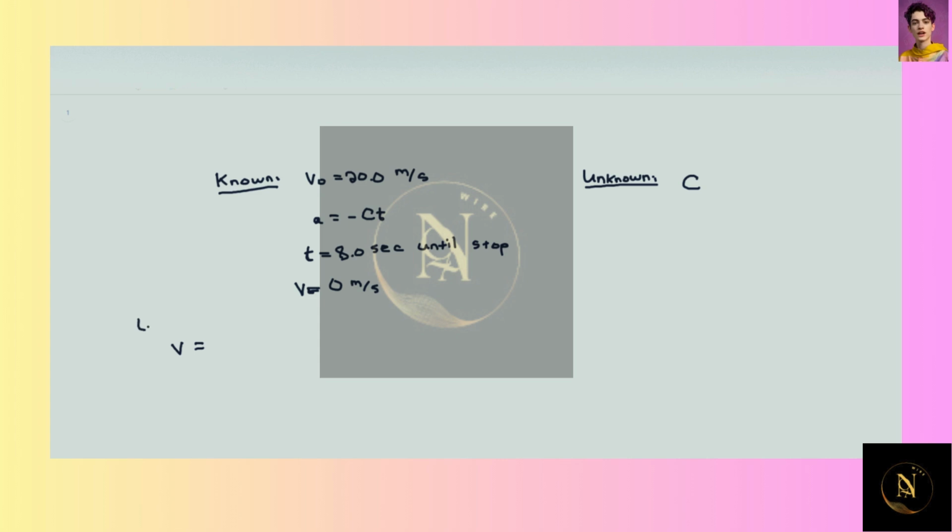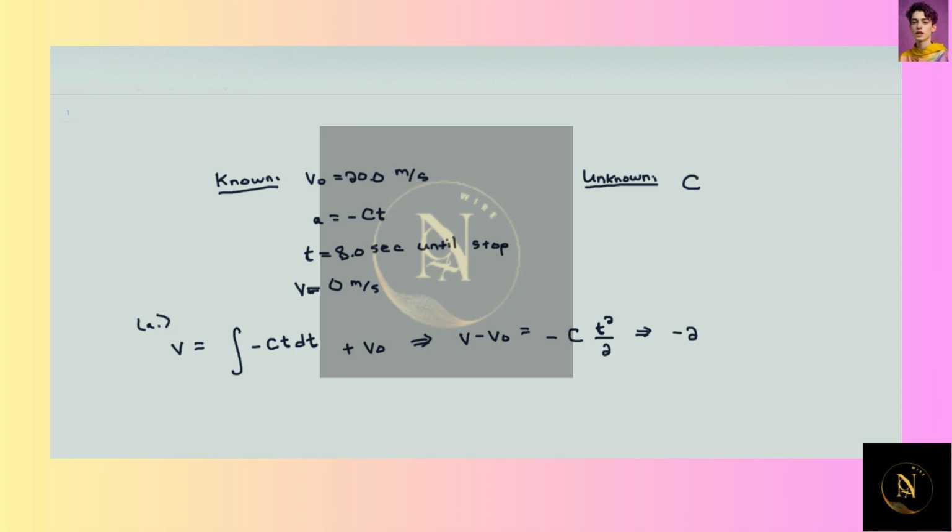So part A, v is equal to the integral of a, so minus C t dt, and then we have our v naught. Now moving the v naught to the other side, I have v minus v naught is equal to minus C, pulling the C out of the integral of t dt, which is t squared over 2. And then now I can plug in values for t and v minus v naught, and then calculate big C.